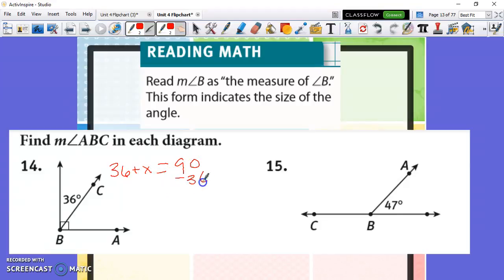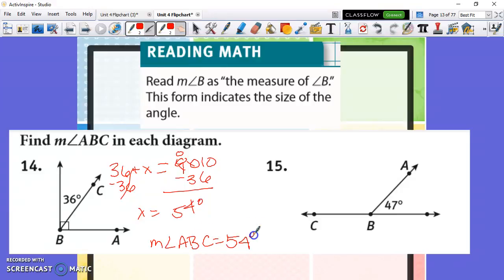We're just going to subtract 36, and that's going to give us x equal to 54. So the measurement of angle ABC is equal to 54 degrees. And we know that this is a right angle with this little mark right here, so it's 90 degrees.